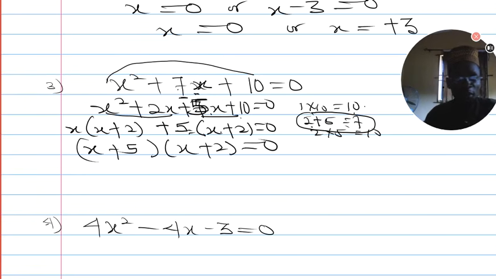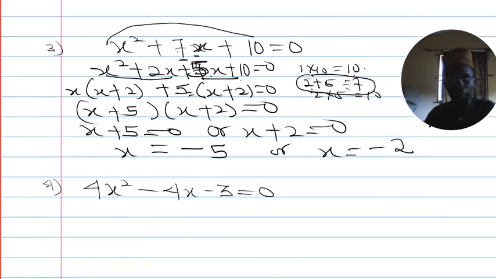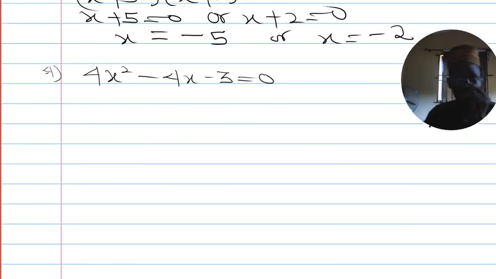Since this one is plus, we can have x + 5 = 0, or x + 2 = 0. This plus 5 here becomes minus, so x = -5, or x = -2. So we are done with this. Now look at this fourth one as well. We are still going to apply the same procedure.